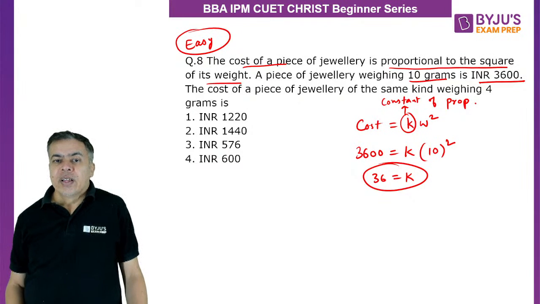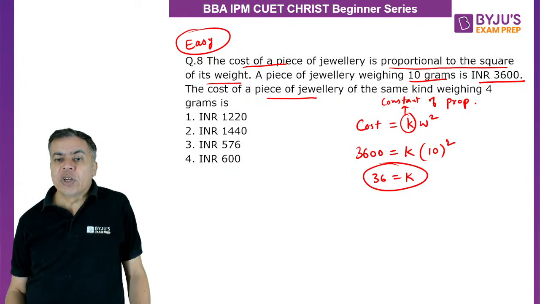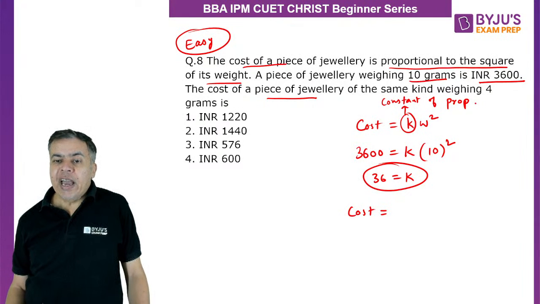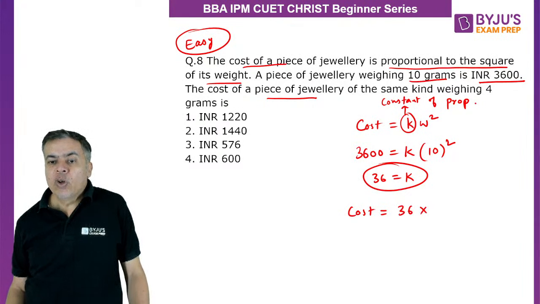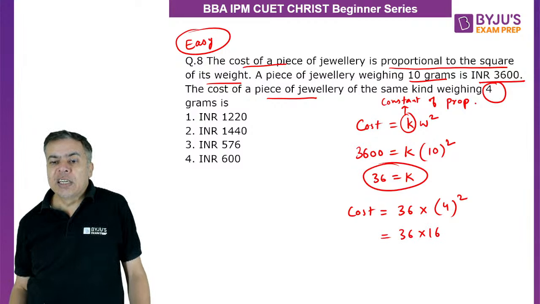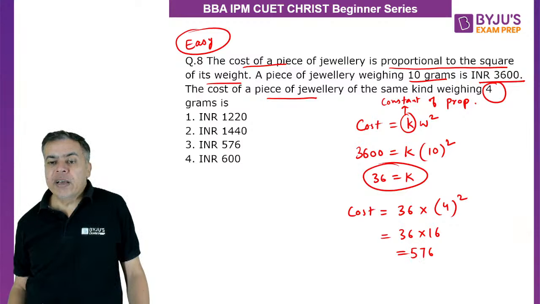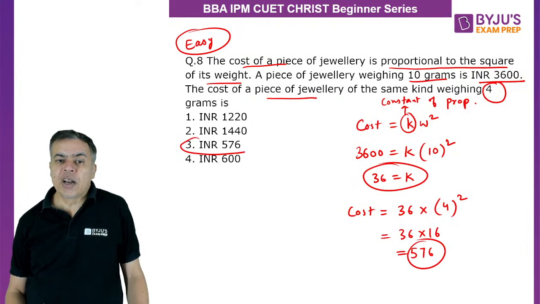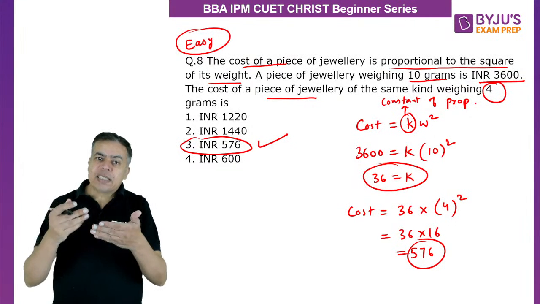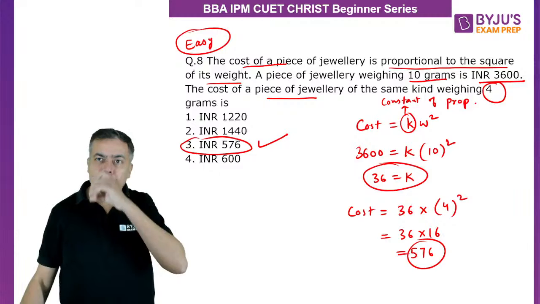Okay, and now the cost of the piece of jewelry, cost I need to calculate when K I know, weight square is 4. Now it's talking about 4 gram. So it is 36 into 16, which is 576. So this should be your answer. This is a very basic level question on proportionality.